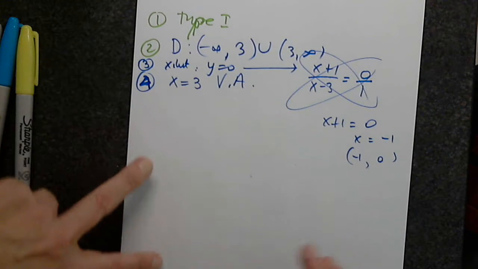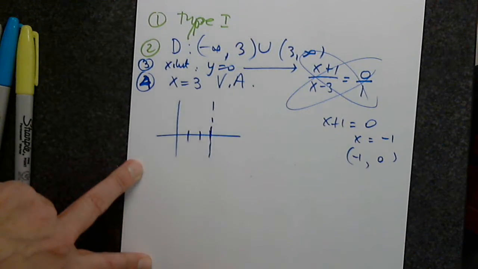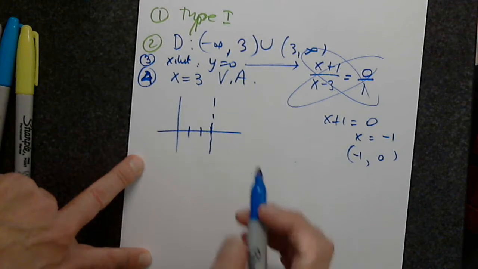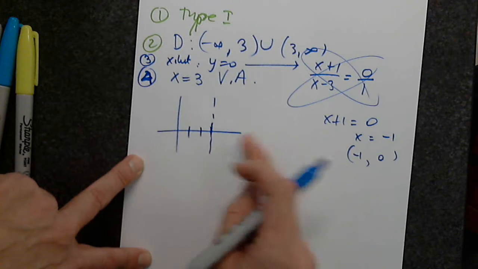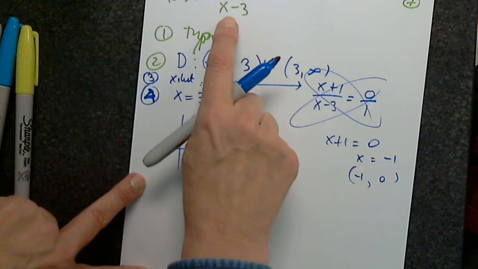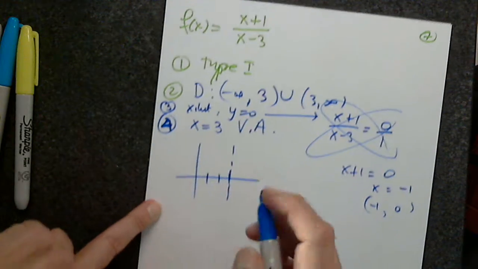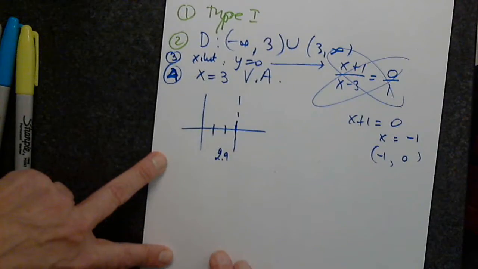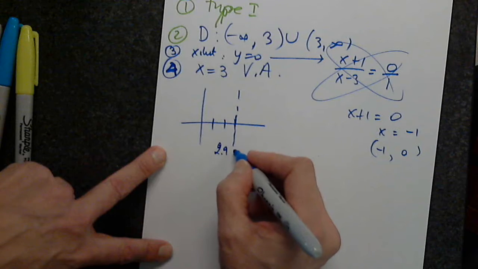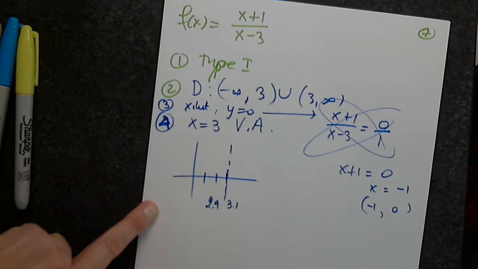Good. So x equals 3. So we know now that at 3, the function will have a vertical asymptote, but I don't know the sign of the left and right. So I'm going to plug into this function a number close to 3 from the left, like 2.9, and a number close to 3 from the right, like 3.1. And I just need to find the sign.